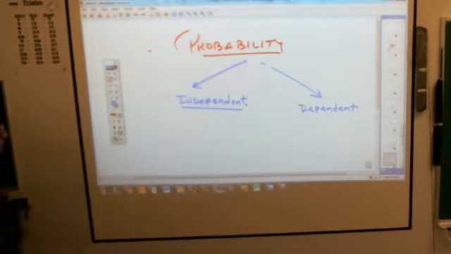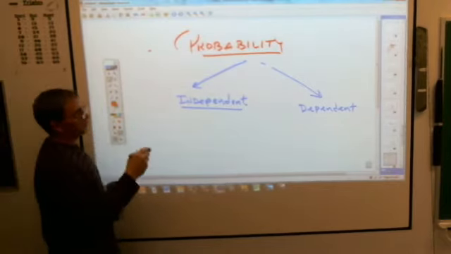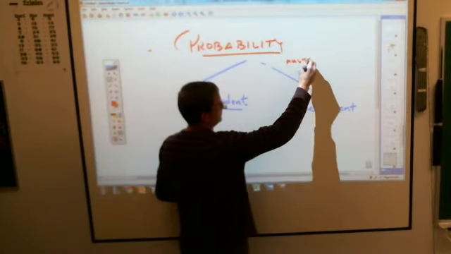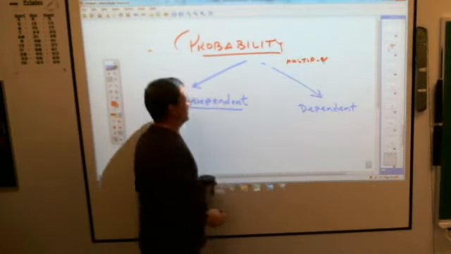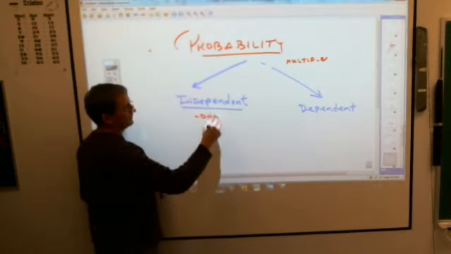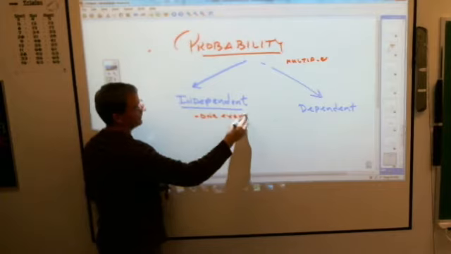So when we talk about probability, we're talking about the probability of multiple events. If it's independent, it means that one event does not affect the other.